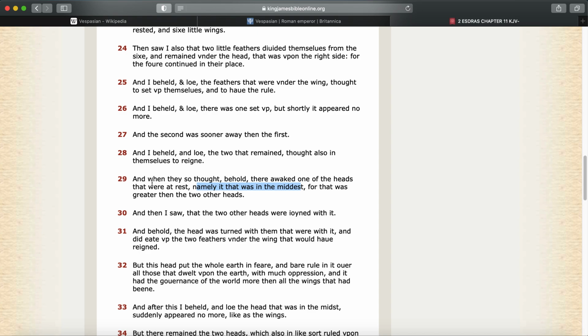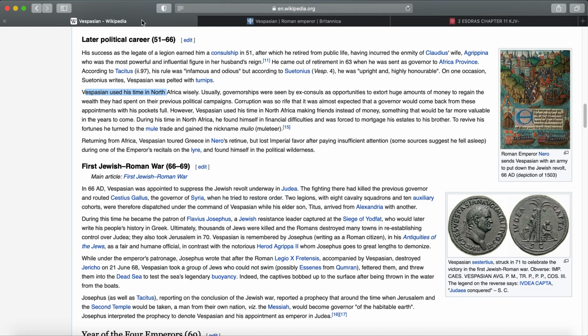So I'm going to reread it, verse 29. And when they so thought, behold, there awake one of the heads that were at rest, in this case Vespasian, namely it that was in the midst. And we're reading how he was in the midst of things right now, just off of this first sentence. All right, so continuing on.